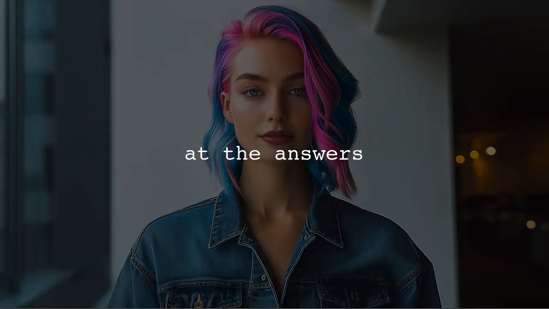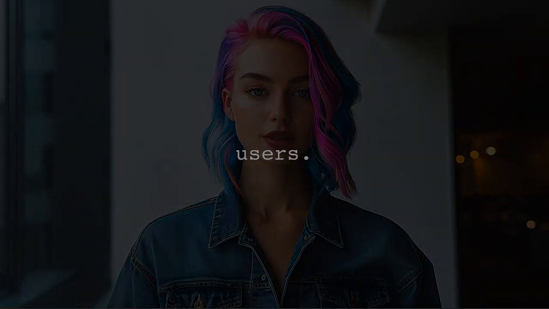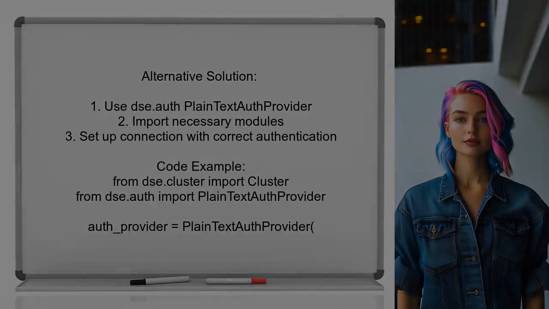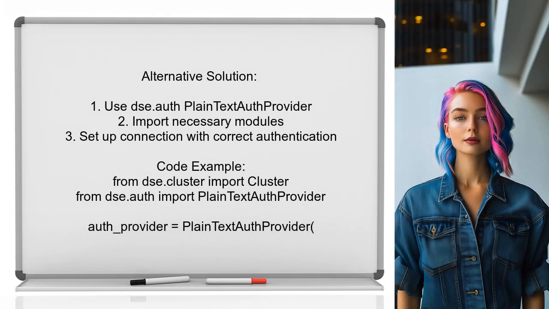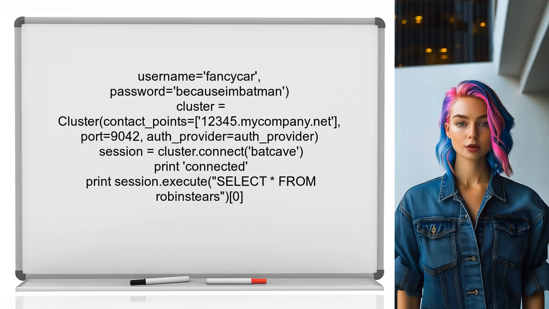Now let's look at the answers provided by other users. An alternative solution provided by another user suggests using the DseAuth plaintext auth provider instead of the Cassandra Authenticator. This approach involves importing the necessary modules and setting up the connection with the correct authentication method.